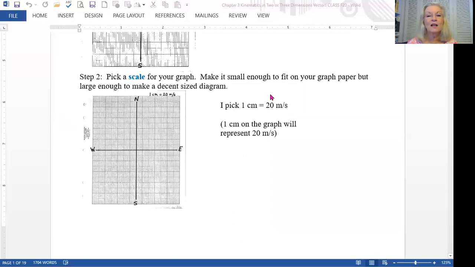And as soon as you decide that, you need to write it on the graph. So you'll see I put it right here on the piece of graph paper in the upper right-hand corner. So we'll know the scale. That tells me that's going to be my conversion factor. So when I figure out how long the lines, the vectors have to be, this is the conversion factor I'll use.